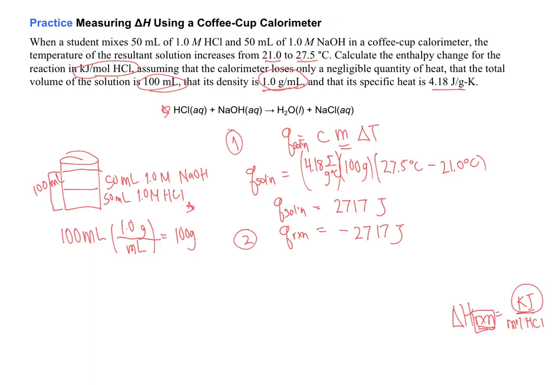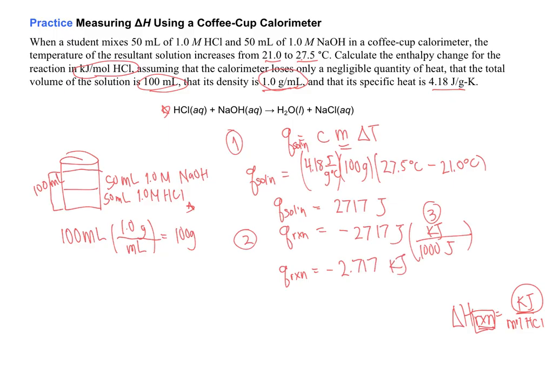We also need to go into kilojoules, so I'm just going to do that right here. Step 3, I'm going straight over to kilojoules. So 1,000 joules per kilojoule. So we have that the heat of our reaction is negative 2.717 kilojoules.